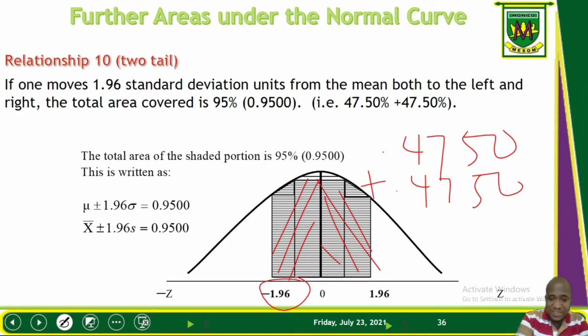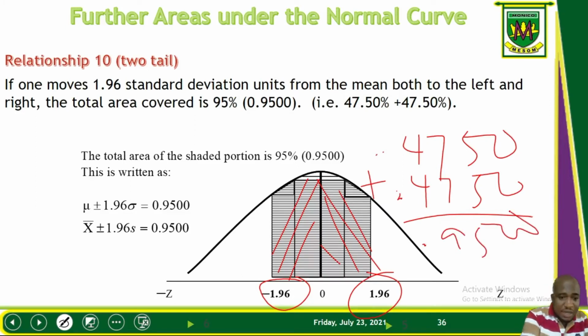In negative 1.96 standard deviation units to the left, and 1.96 standard deviation units to the right. So you don't have to go back to the table, but you add the two because we already have an answer for the one-tailed, and for the two-tailed, adding the two, you are going to get 0.9500. The answer we have here.